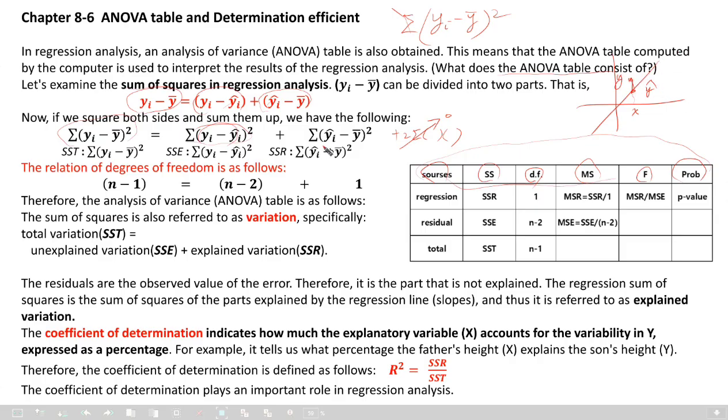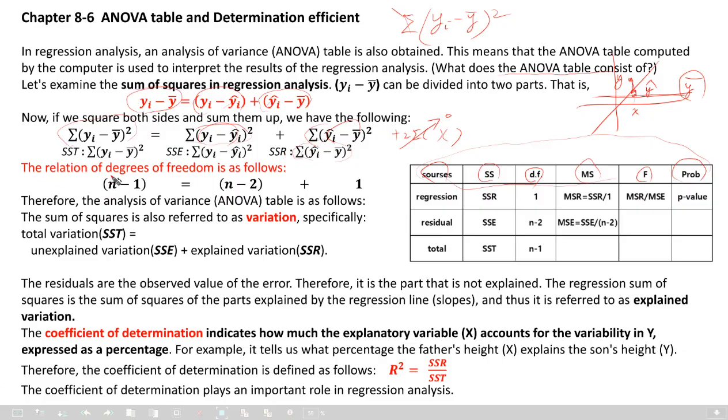And what is this part? yi hat minus y bar. There are many y's, so let's see, y bar here is the sample mean of y's. Then yi hat minus y bar, this part, say what? Slope. So we call this part the regression sum of squares. I will show you this part precisely later.